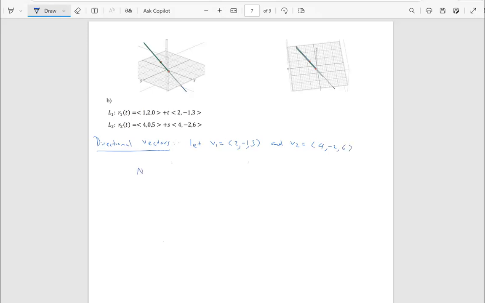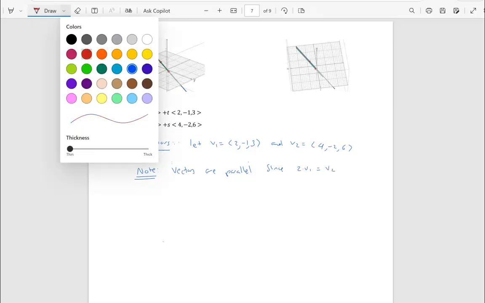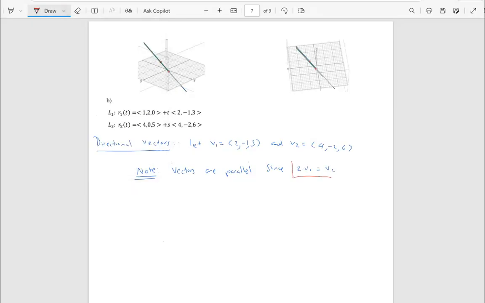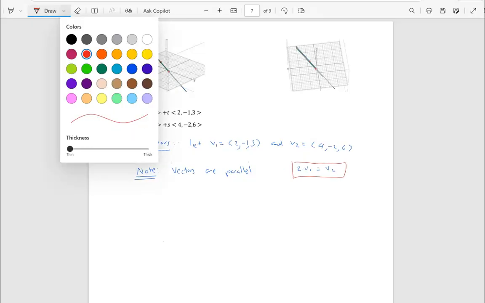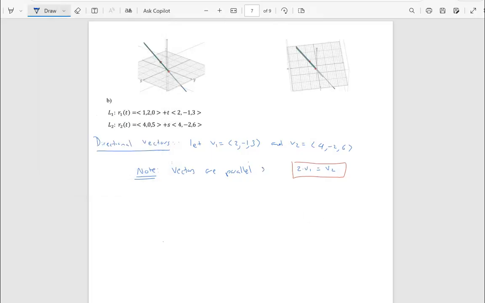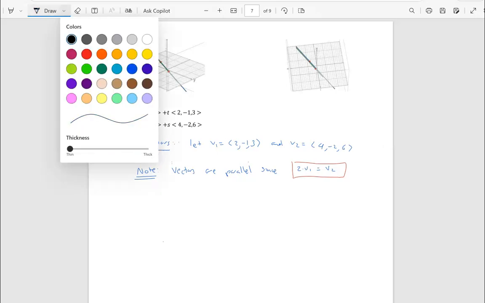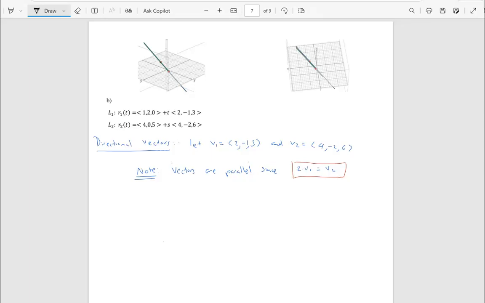And I'll just say note, vectors are parallel, since 2 times V1 is equal to V2. So we have vectors that are parallel. Now, the next part of the problem is to check for an intersection. So check for an intersection.